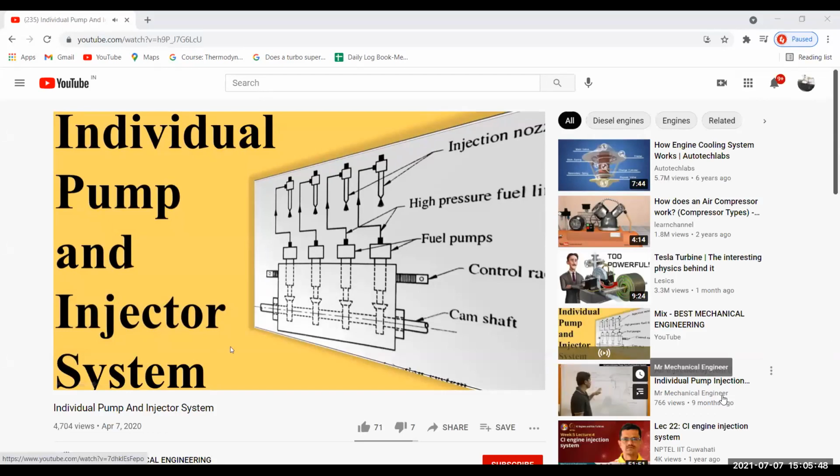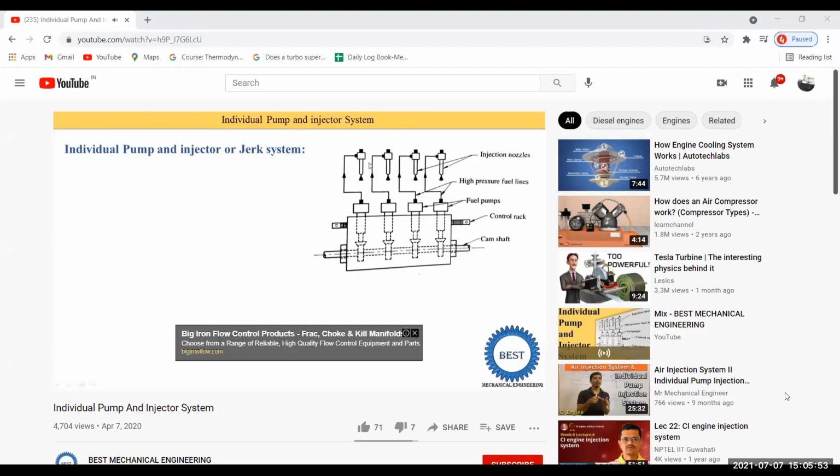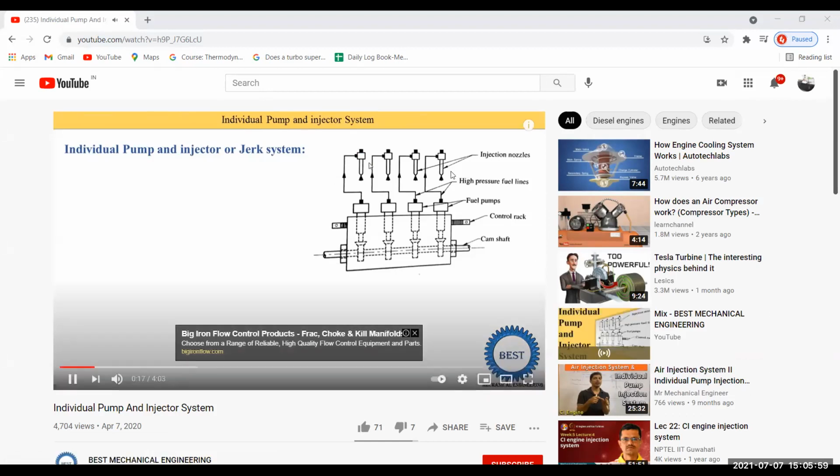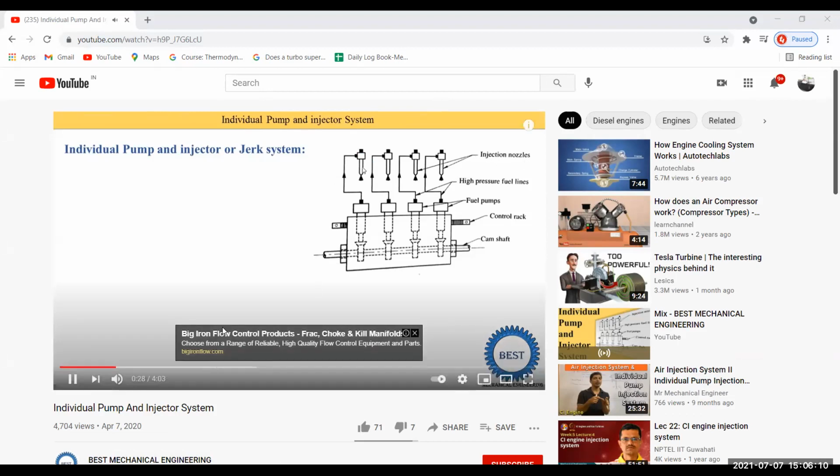For diesel engines, here you see the diagrams of an individual pump and injector system. From the name you can understand that if it is a four cylinder engine, then four different pump and injector systems are used. Here you see the four injection nozzles available.